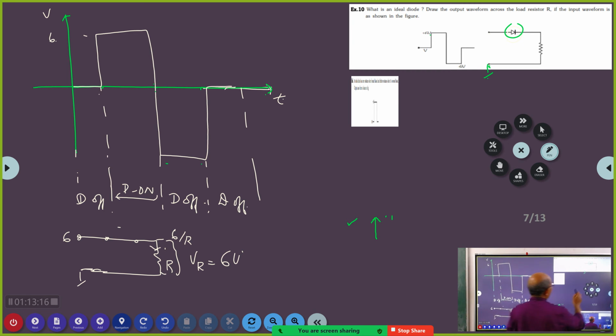So the diode is on only for this region, and therefore the output voltage for the input voltage that is shown here will simply be this: 0, 6 volts. So this is how you will get the output voltage for this input voltage. Did you get it? Yes, sir.